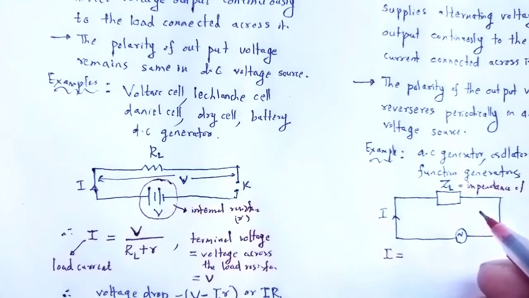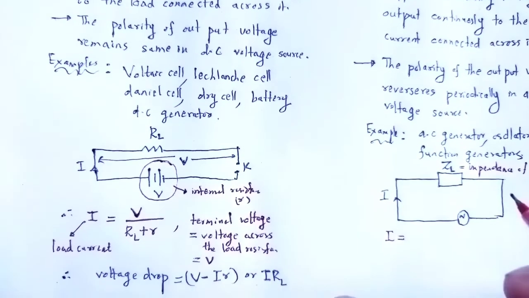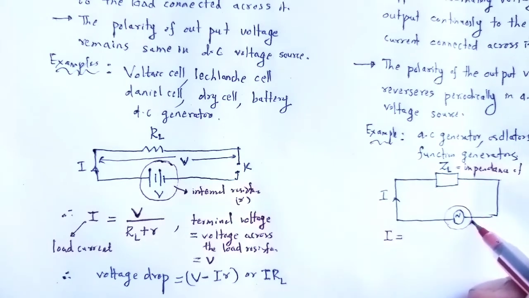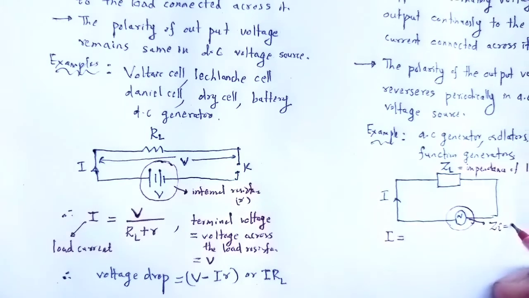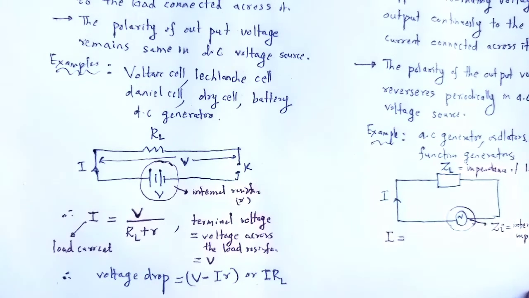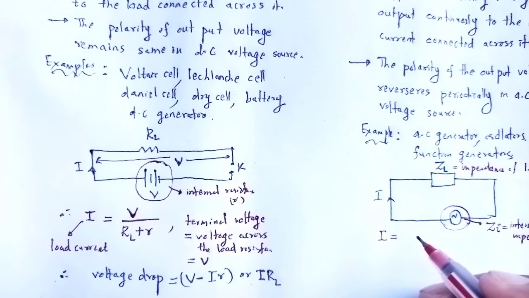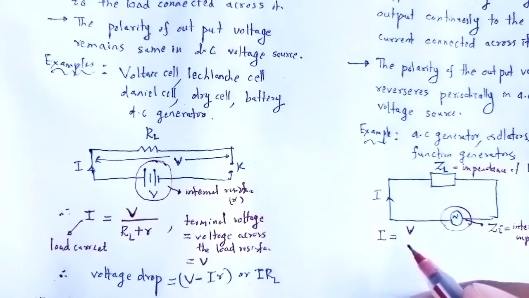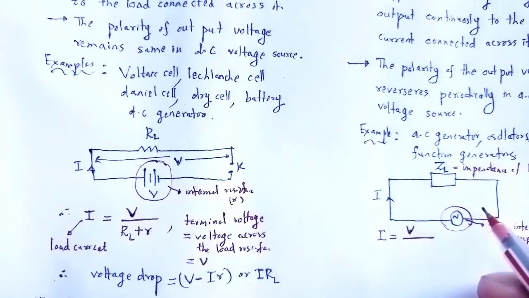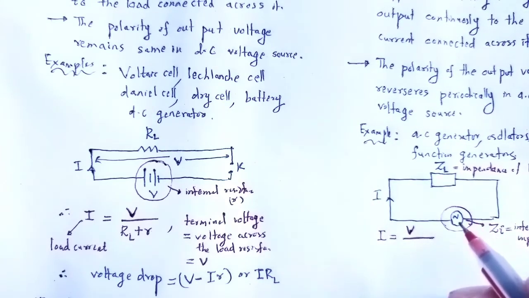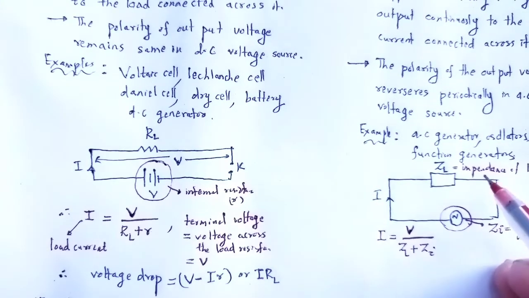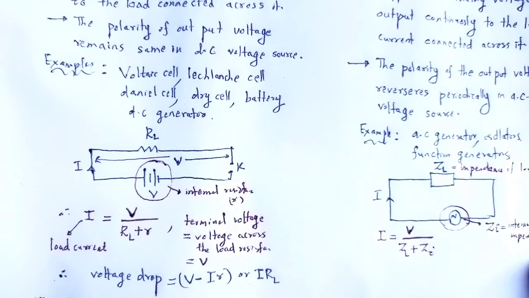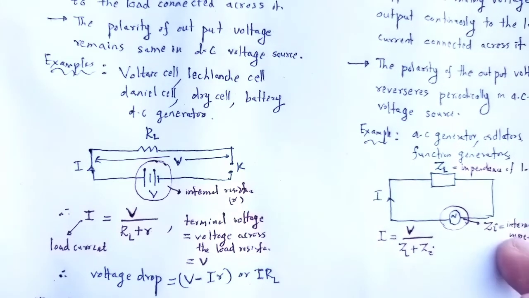So, Zi is the internal impedance here, as the source has an opposition. So, I is equal to V, the potential, divided by the sum of the impedances. Since these impedances are connected in series, that will be ZL plus Zi, the impedance of the load plus the impedance of the internal source.